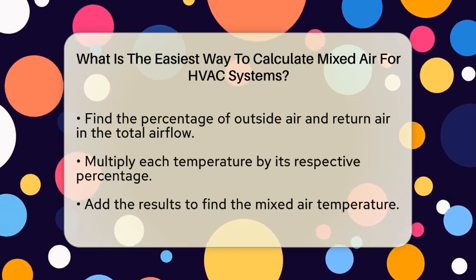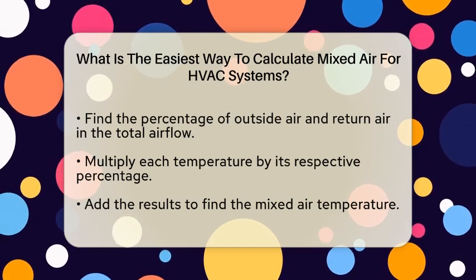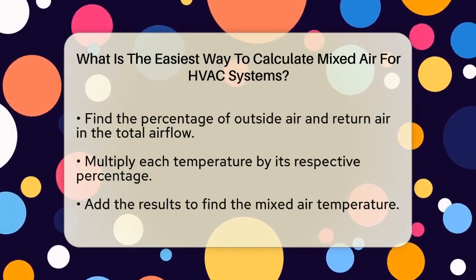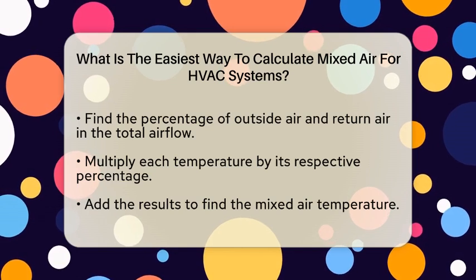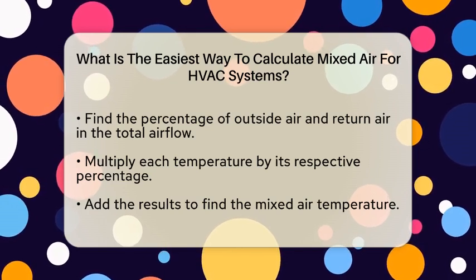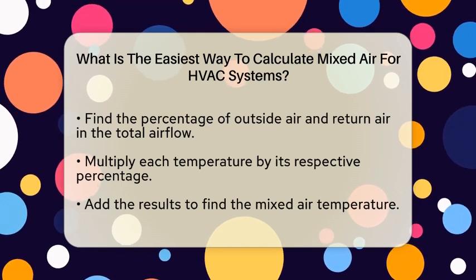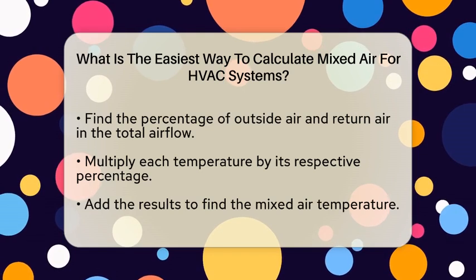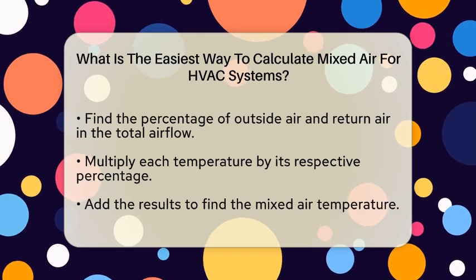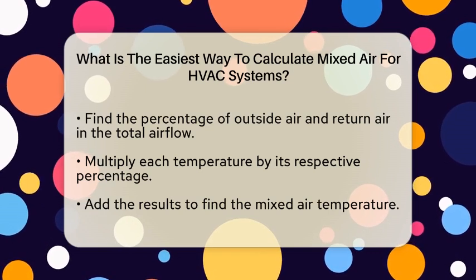Say the outside air is 95 degrees Fahrenheit and makes up 20% of the total, while the return air is 75 degrees and makes up the remaining 80%. The calculation looks like this. Multiply 20% by 95 degrees, which gives you 19 degrees. Then, multiply 80% by 75 degrees, giving you 60. Add those together, and the mixed air temperature is about 79 degrees.